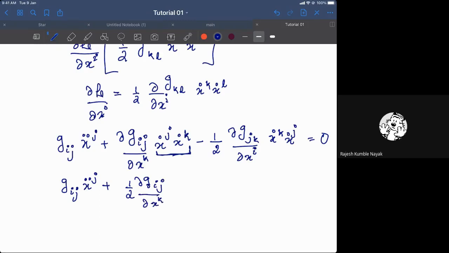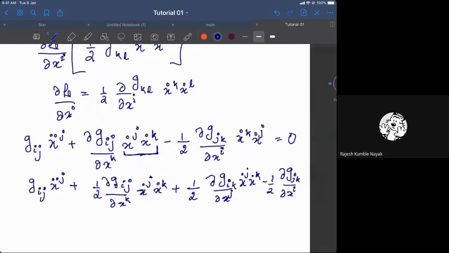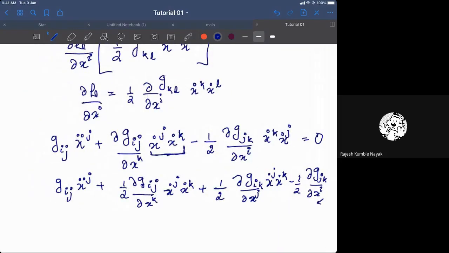Now I have to add the other part, Gik into dxj. I have symmetrized this because the anti-symmetric part is not going to contribute anything. The last term is going to be gjk by dxi, and then, do I have some space there? No. Then let me write here x dot k, x dot j. Is it clear, this step, how it is happening?